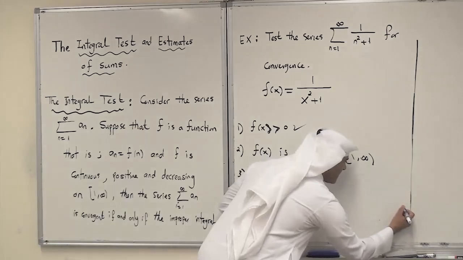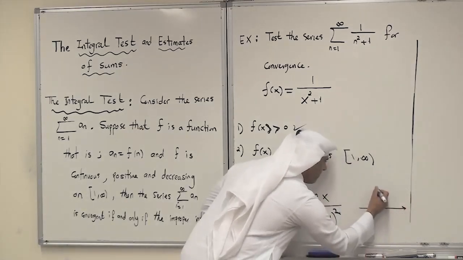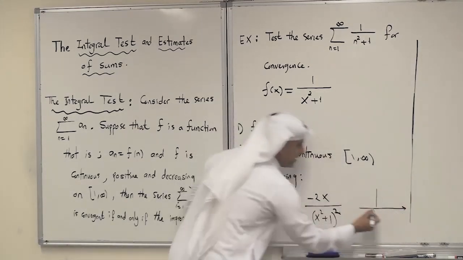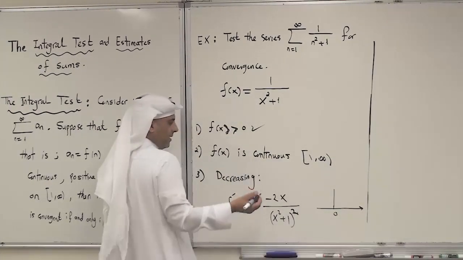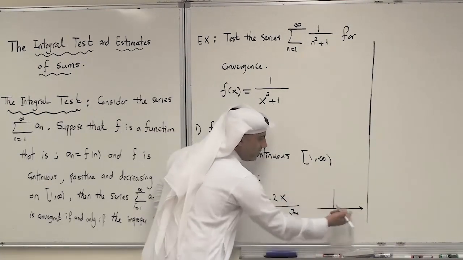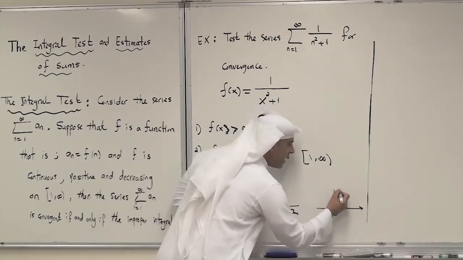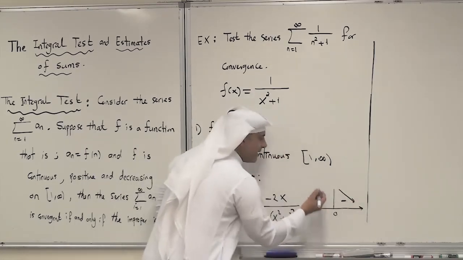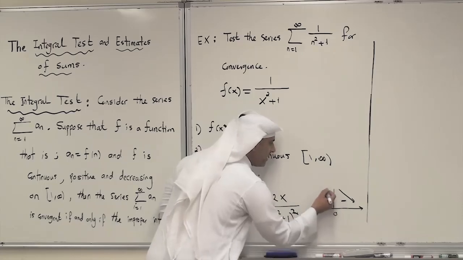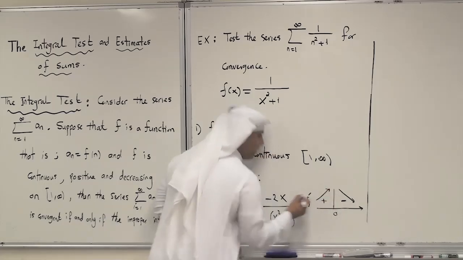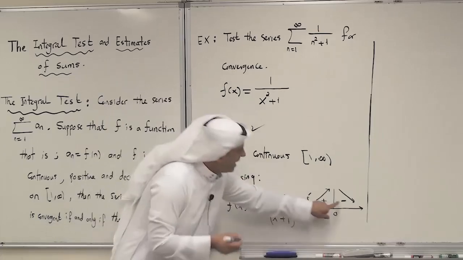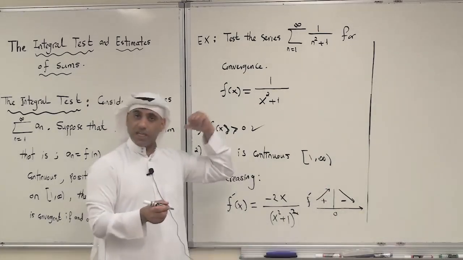So if we discuss the sign diagram of the derivative here, you have the critical point, which is 0. Then, clearly, if you check a point after 0, for example 1, this will be negative. So it is decreasing after 0, and it is increasing before 0. So that is the sign diagram of the derivative. Okay, if the derivative is negative, it means the function is decreasing.